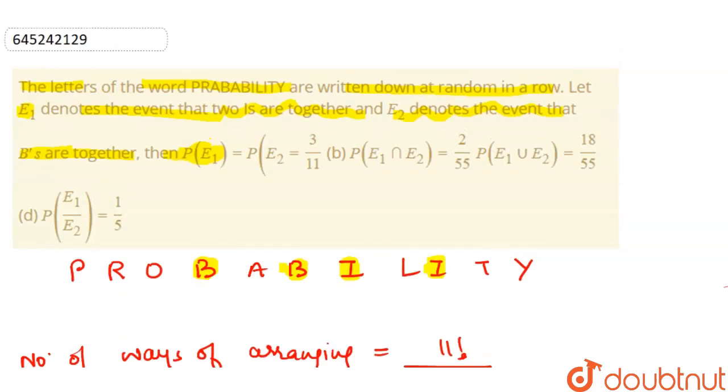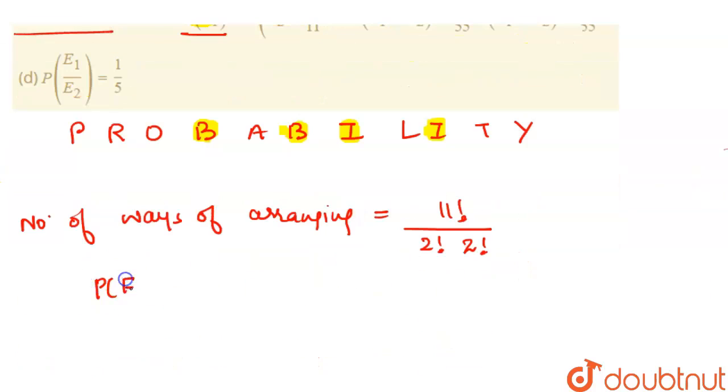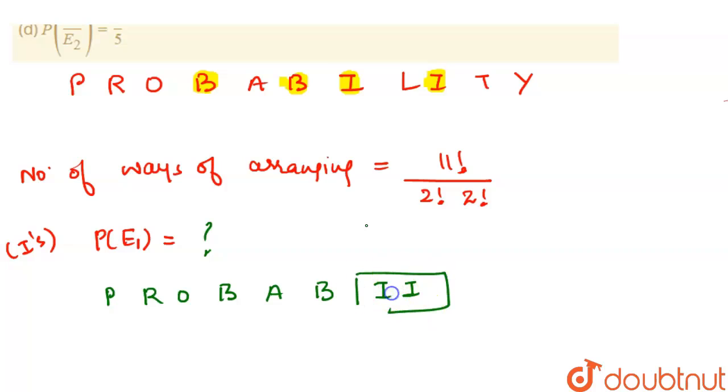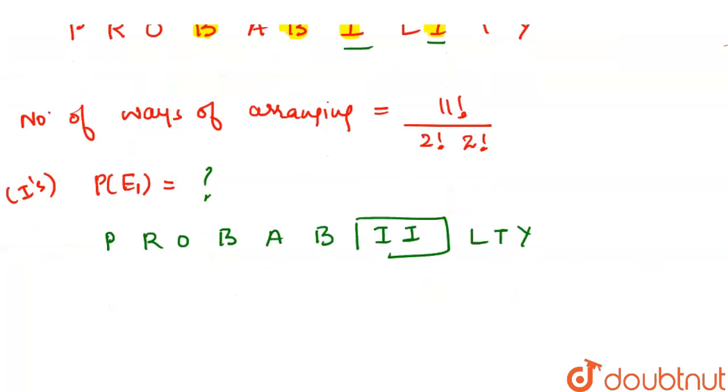Now we have to find the probability of E1. E1 denotes that two I's are together and E2 denotes that two B's are together. So for P of E1, when two I's are occurring together, we will fix the place of the two I's. So P R O B A B I, we are fixing the place of I, and we are left with L T Y.